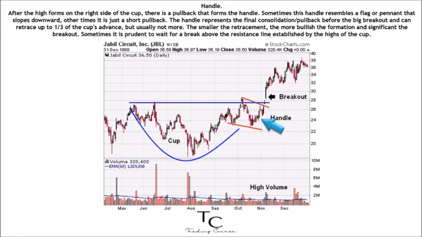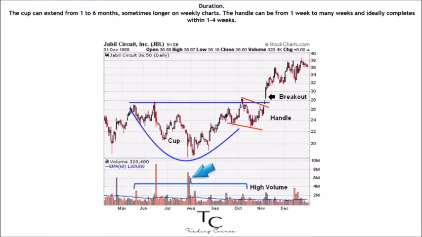The handle represents the final consolidation, pullback before the big breakout and can retrace up to 1/3 of the cup's advance, but usually not more. The smaller the retracement, the more bullish the formation and significant the breakout. Sometimes it is prudent to wait for a break above the resistance line established by the highs of the cup.